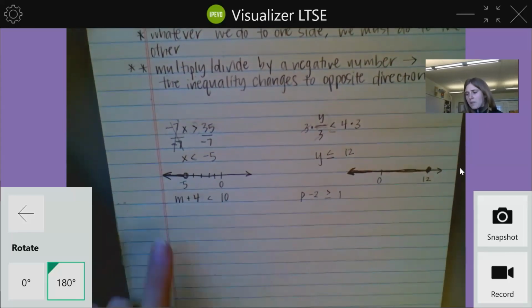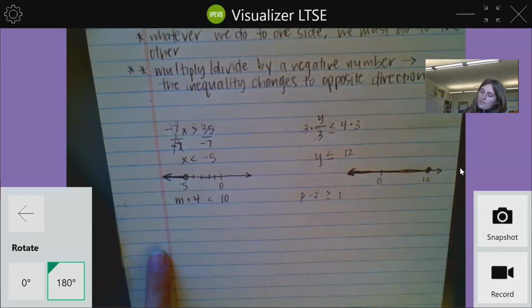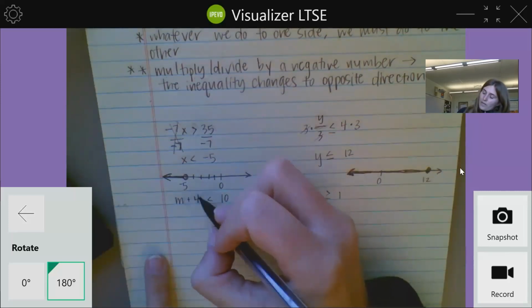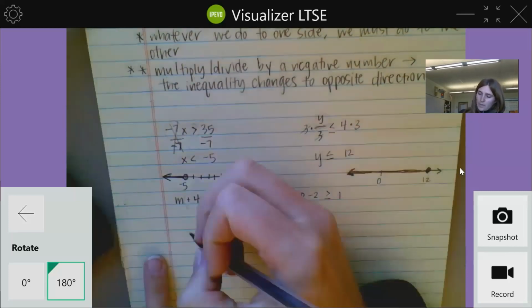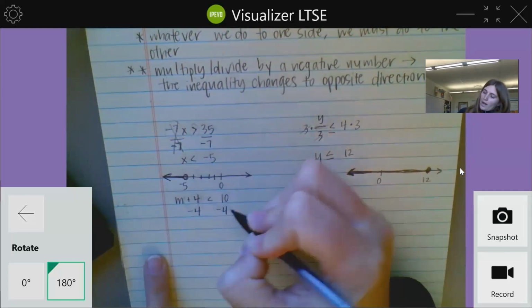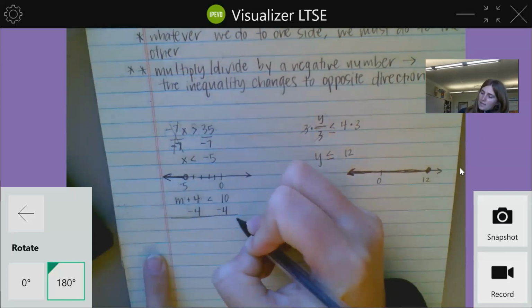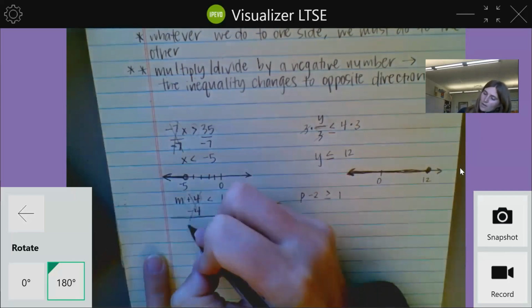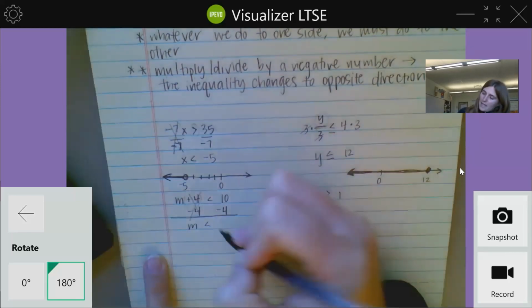Now we have m plus 4 is less than 10. Since I'm adding 4 here, I need to undo it. That means I need to subtract 4 on this side, which means I subtract 4 on that side. These 4s cancel out, and I'm left with m is less than 6.